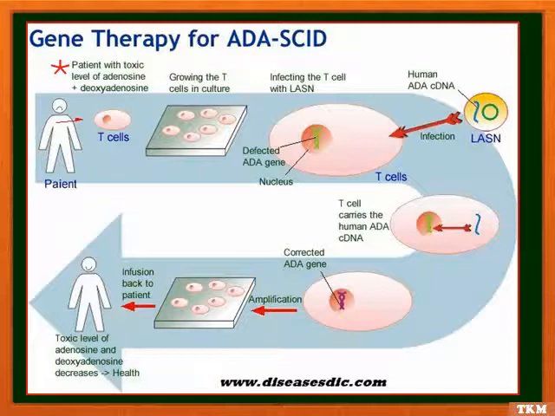So basically, what happens in gene therapy for ADA-SCID? From a patient with toxic levels of adenosine and deoxyadenosine triphosphate, the T cells are removed, the T cells are cultured, and then the T cells are infected with the vector LASIN. Then it is cloned with the human gene. Then we get T cells that are carrying the human ADA cDNA. This corrected ADA gene is amplified and infused back to the patient. So the toxic level of adenosine and deoxyadenosine decreases.